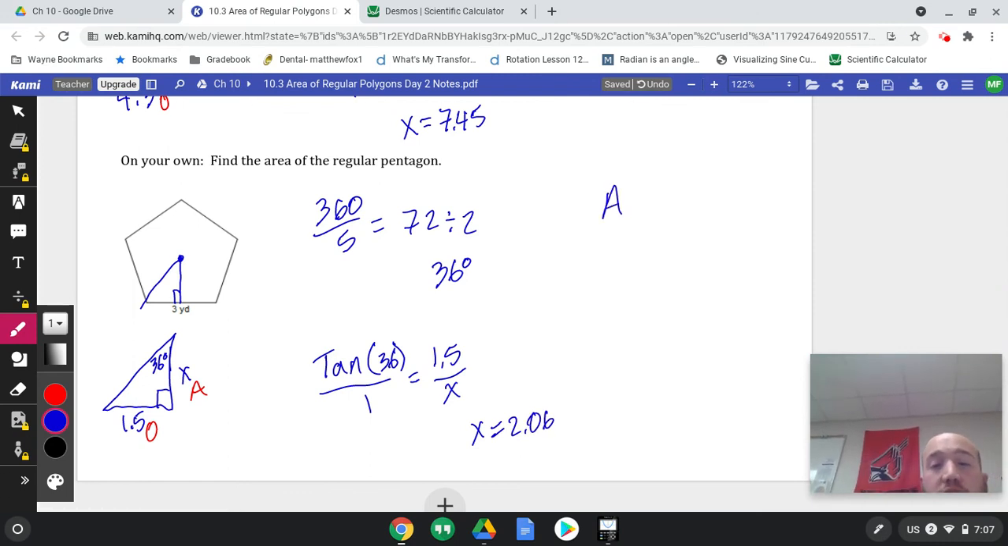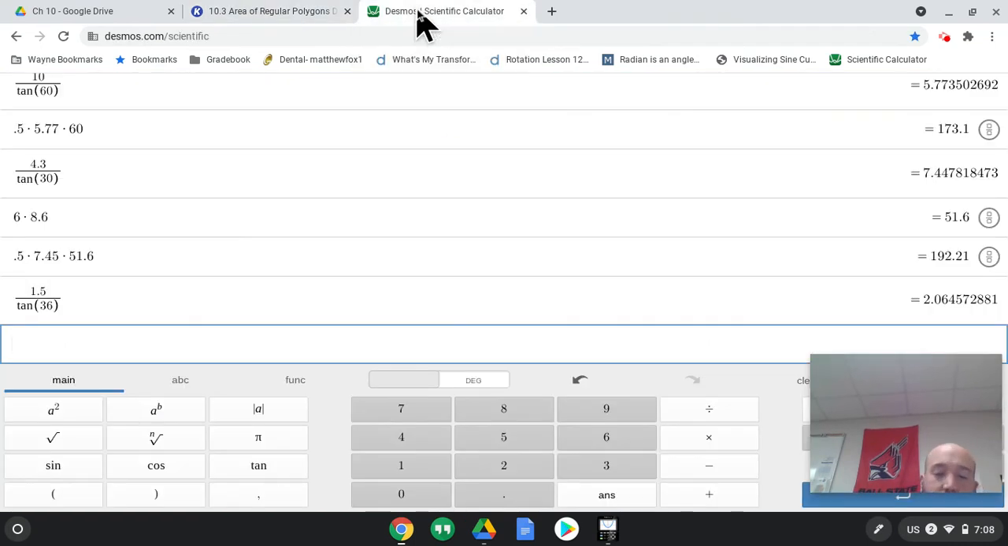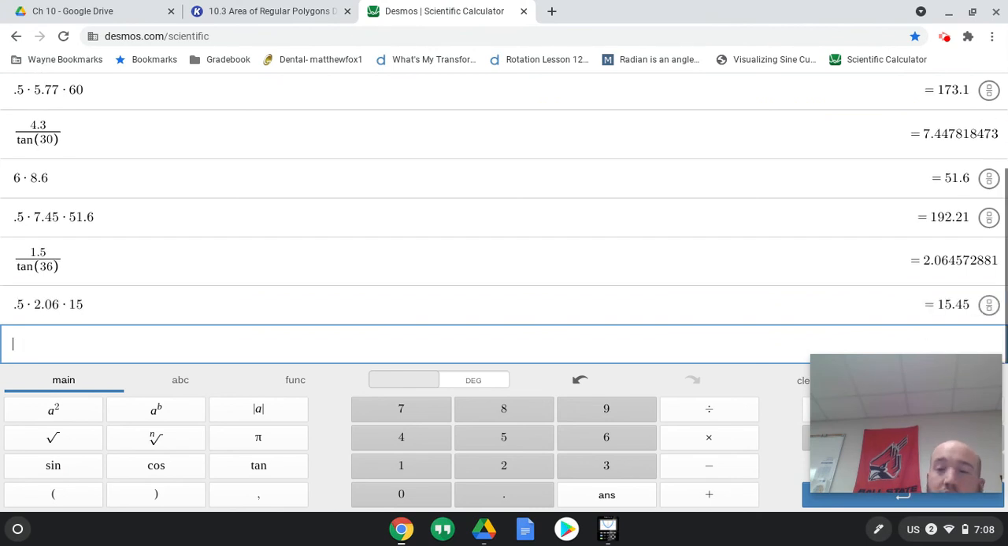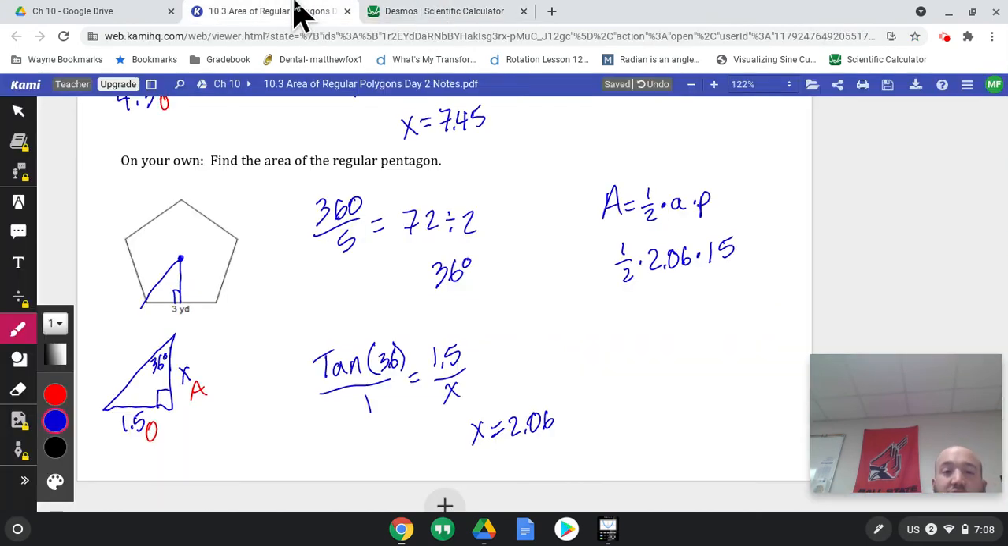From here, almost done. A equals 1/2 times a times P. 1/2 times that 2.06 is our apothem. Our perimeter, we got 5 sides. They're each 3, so 5 times 3 is 15. So 1/2 times 2.06 times 15. So 0.5 times 2.06 times 15, and we get 15.45. Then we take our labels, so yards, and go ahead and square it.